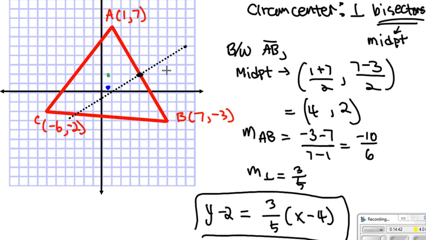Now, second, since we found the perpendicular bisector between A and B, maybe we'll try to find the perpendicular bisector between C and B.